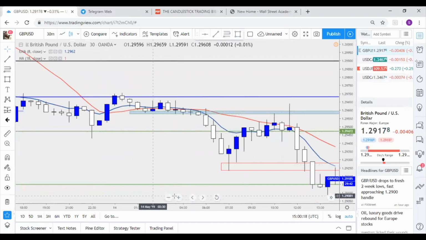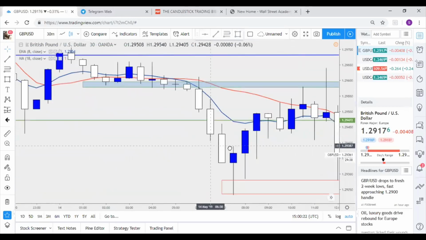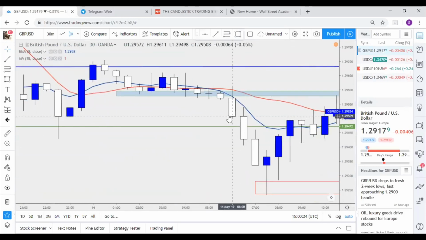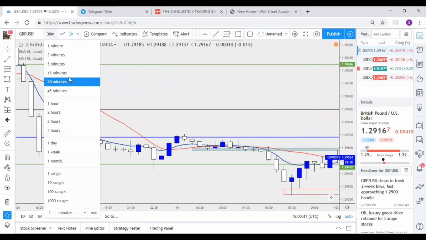I know I got in a little late. I ended up getting in at 1.295. Okay. So I know right here on this lower time frame, I got a break of structure. I was on the lower one. I did 15.